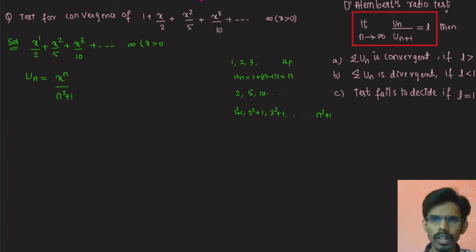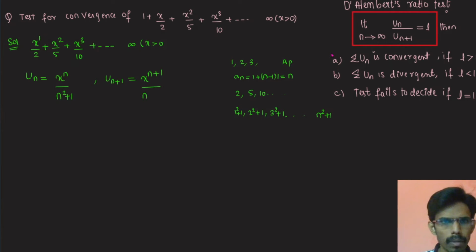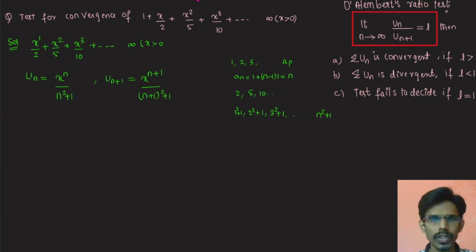Now for D'Alembert's ratio test we want un plus 1. So un plus 1 we get by putting n plus 1 everywhere in un, then we get un plus 1 equal to x power of n plus 1 by n plus 1 square plus 1. This is not possible for the first term 1, that's why we ignore the first term, then only we can see this pattern. Now we want the ratio of these two.